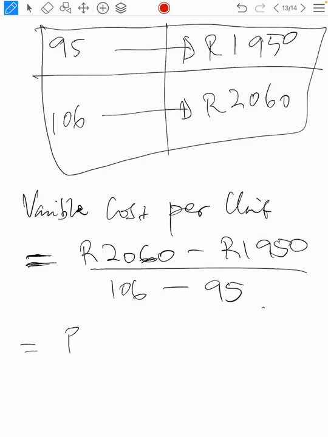How much is going to be our variable cost per unit, good people? It becomes per unit because we have divided the cost by the number of units. 110 divided by 11. Our answer? 10. Yes, 10 rand per unit.